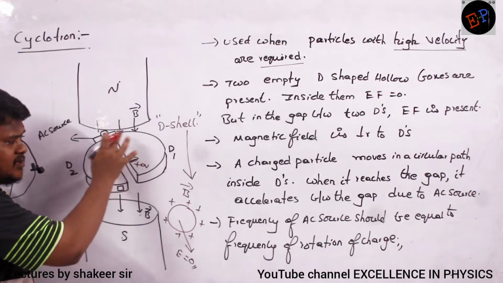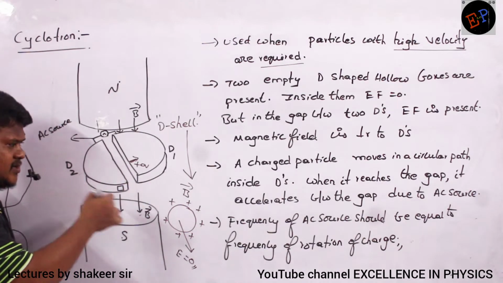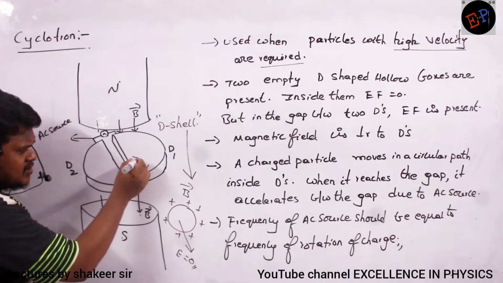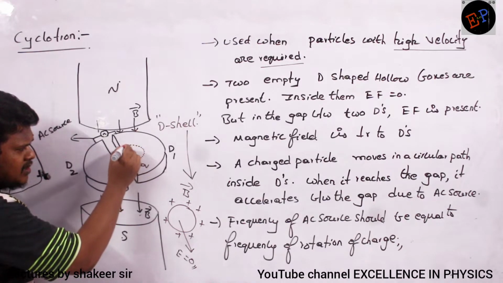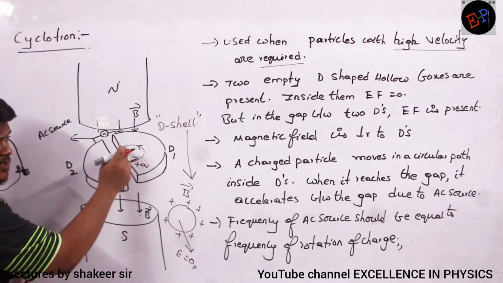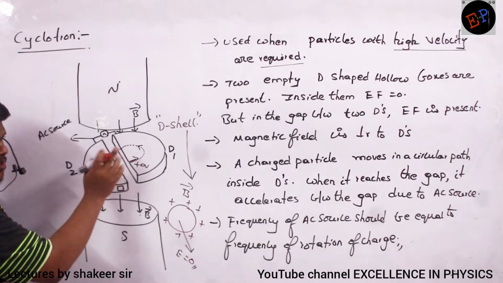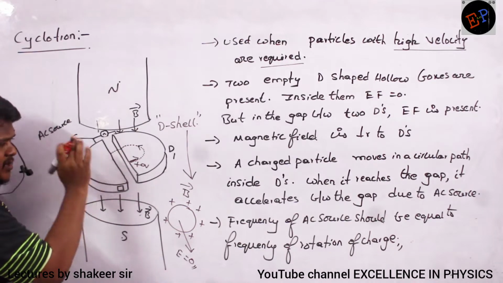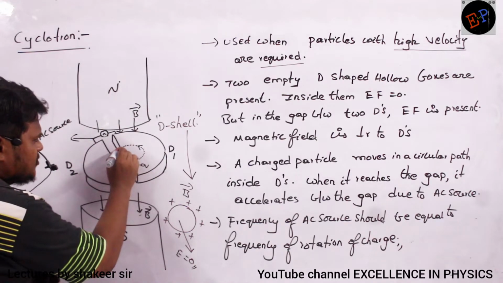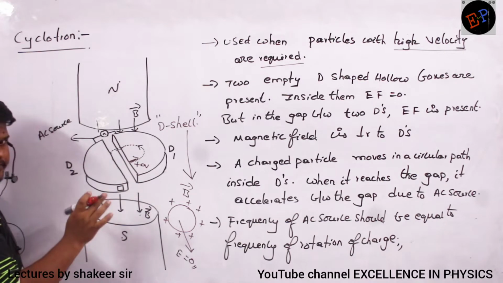When a charge enters a magnetic field at an angle of 90 degrees, what happens? It traces a circular path. So it moves in a circular path and reaches here. After reaching here, it should enter into this gap. Here also it is moving in a circular path because the magnetic field is always present. So again it moves in a circular path and it will reach the gap between the two Ds.